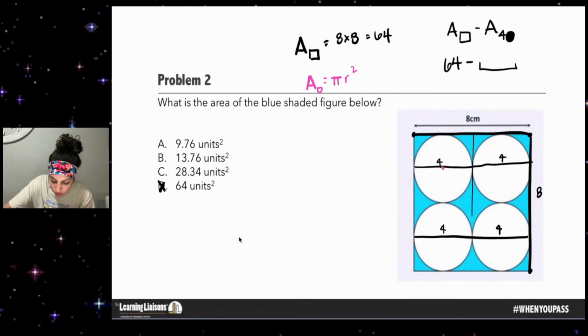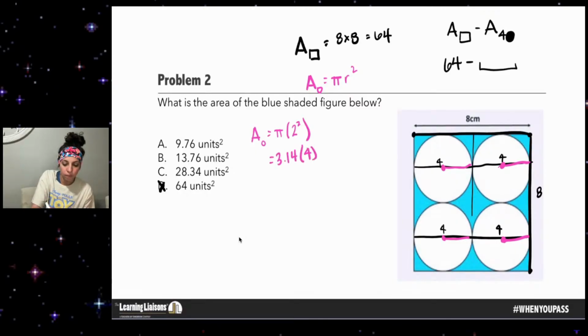The radius of all of these circles is only going to be center to the outside, which is only 2, because it's that diameter divided by 2. So the area of one circle is going to be pi times 2 squared, not 4 squared. So that equals 3.14 times 4, which equals, handy dandy calculator, 12.56.